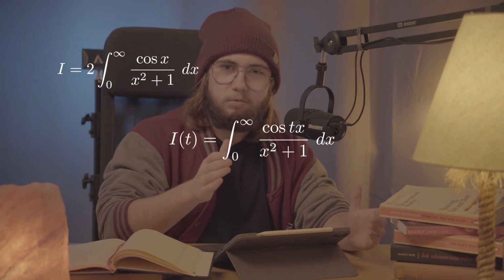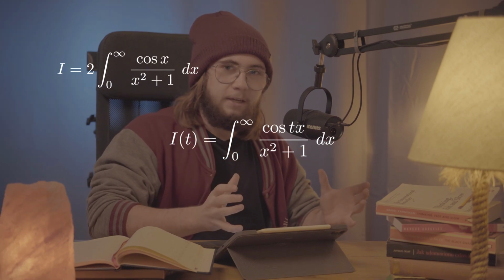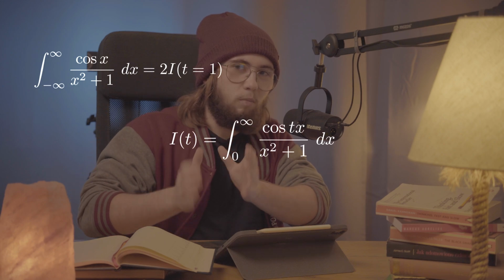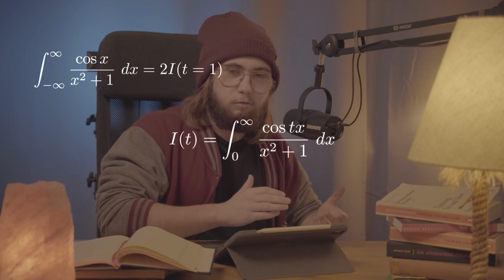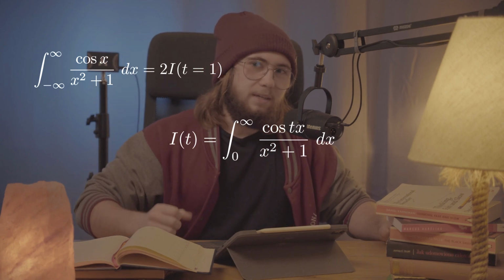So what we really care about here, the integral we're looking for, the original I, is our function I of t evaluated at 1 and multiplied by 2 because, well, we performed that even-odd trick with the interval at the very beginning. Awesome.